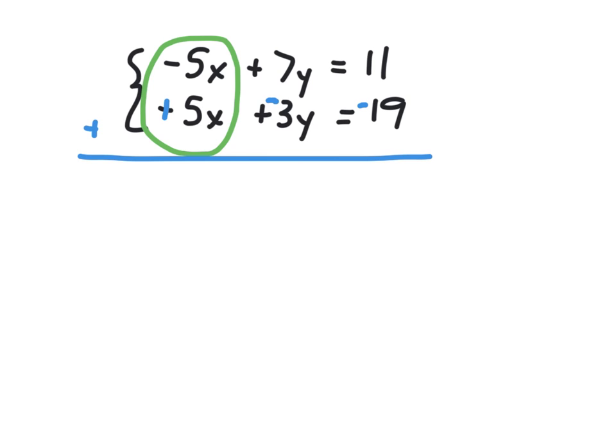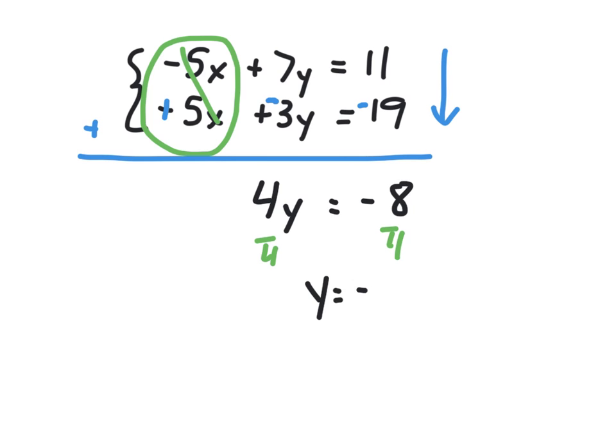The elimination method is simply to add straight down. We're going to combine these equations and eliminate one of the variables along the way. So we do negative 5x plus 5x, and that eliminates. We do 7y plus negative 3y, and that'll give us a 4y. And we do negative 19 plus 11, and that'll give us negative 8. So we have a new equation, 4y equals negative 8. That's pretty easy to solve. We're going to divide by 4 on both sides. And lo and behold, we end up with y equals negative 2.